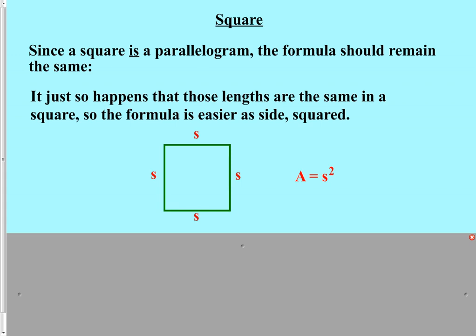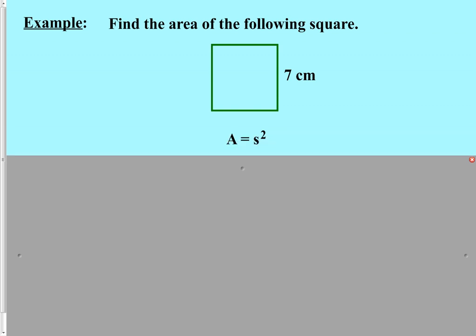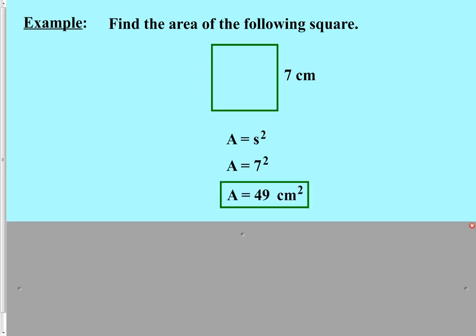Let's take a look at an example of a square. Very easy, nothing to it. Find the area of the following square. Well, as always, if we have a formula, we're going to write it down. Area equals side squared. So all we have to do is determine what is a side length of the square, or possibly solve for a side length of the square if it's unknown. In this case, we have it: 7 squared, and 7 squared is 49. The units of measure were centimeters, so it is 49 square centimeters.